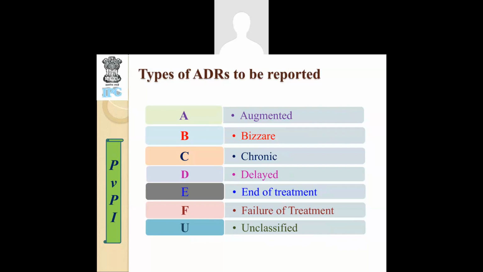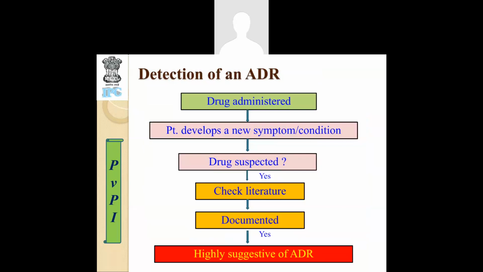This is a simplified classification of the ADRs to be reported under this PVPI program. There are many classifications you can go through. Then how will you detect an ADR? When a drug is administered to a patient who develops a new symptom or condition, and you suspect the drug is the culprit, first of all you have to check the literature to see whether it is documented or not. If it is documented, you can conclude that this drug is the culprit, highly suggestive of an ADR.